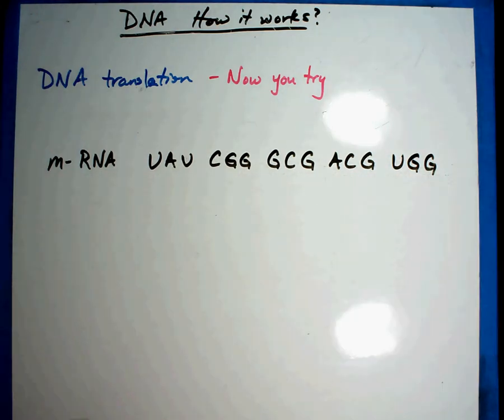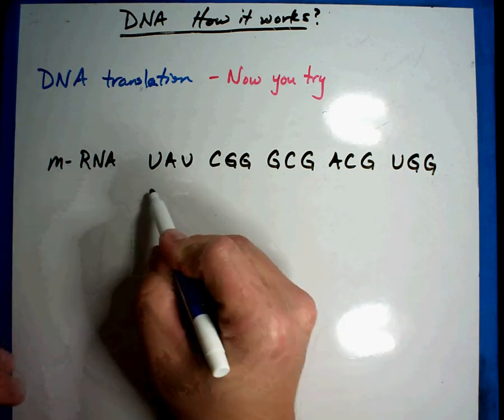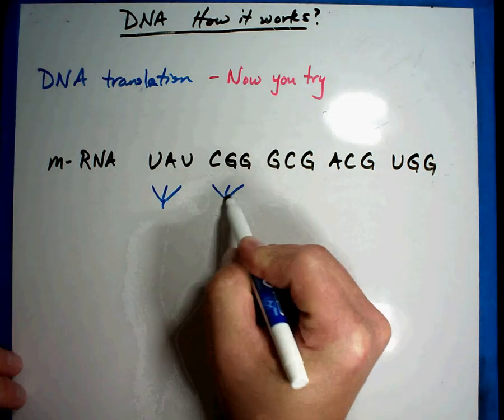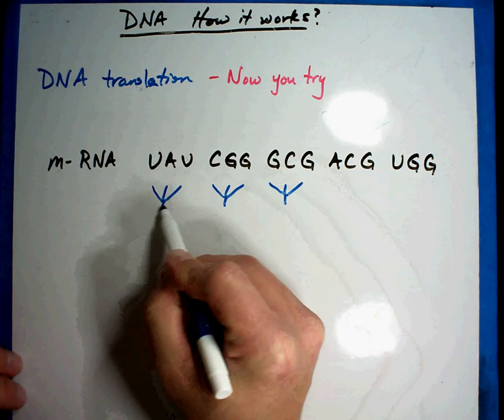What I'm going to want you to do first is put the groups of three together. So you're going to take and put them together like this, and making your transfer RNAs. Remember, they're going to be curly here.